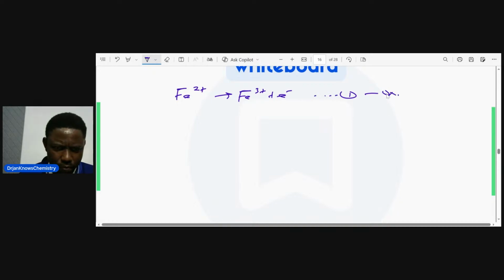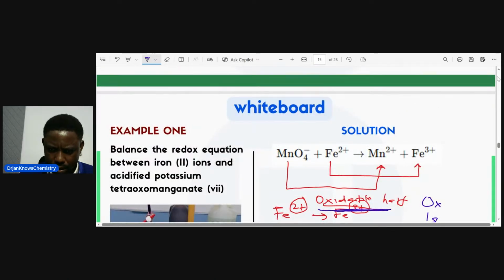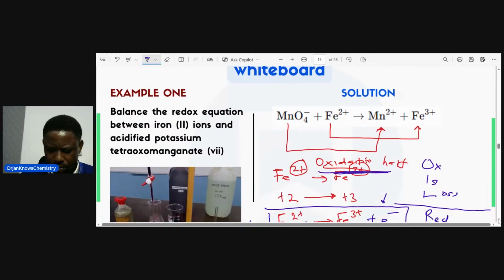Okay, so for the reduction half, from the equation they gave us, MnO4 minus to Mn2 plus. That is what is there. If you look at it, that's what is there. Can you see? We move from MnO4 minus to Mn2 plus. So what do we do?